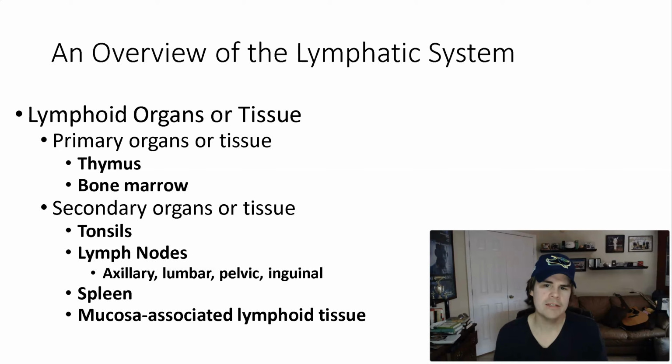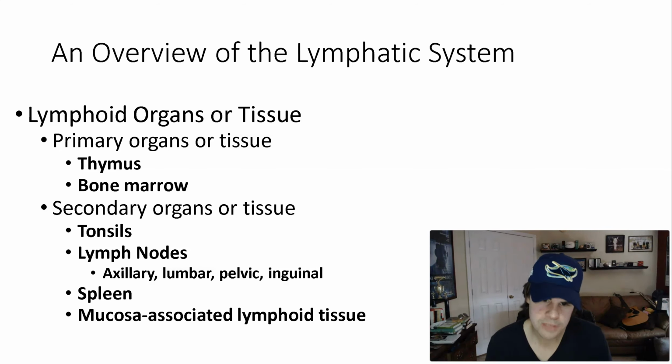Not only that, that's the primary cell, but there are organs associated with the lymphatic system: thymus, bone marrow, tonsils. I don't know if you ever had your tonsils removed. I might try to insert a video eventually about a tonsillectomy, which is the removal of tonsils.